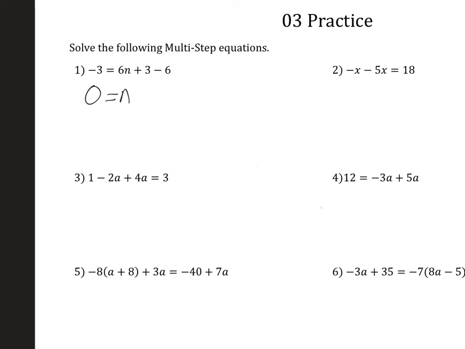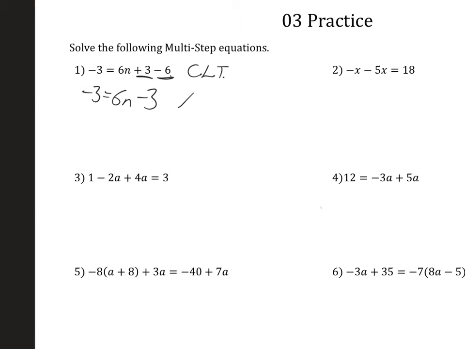Okay, so for this one, we should have gotten n equals 0. So let's double check how I got that. The very first thing is I went ahead and combined like terms. I'm going to write what I did on the side. My two like terms are this piece and this piece. So I have -3 equals 6n. 3 minus 6 is -3.